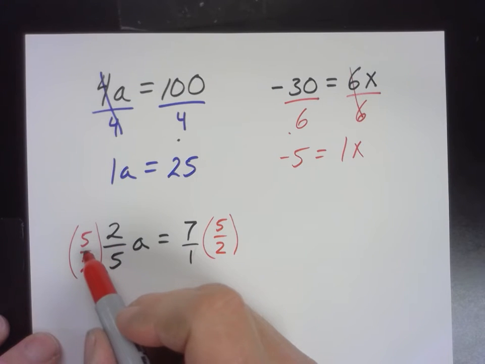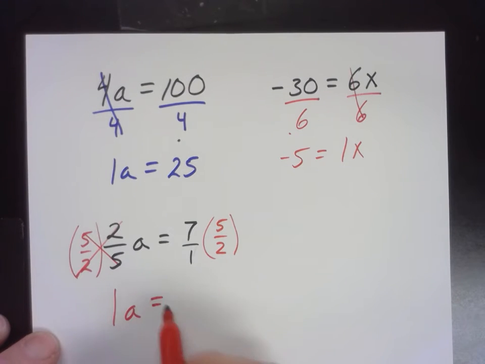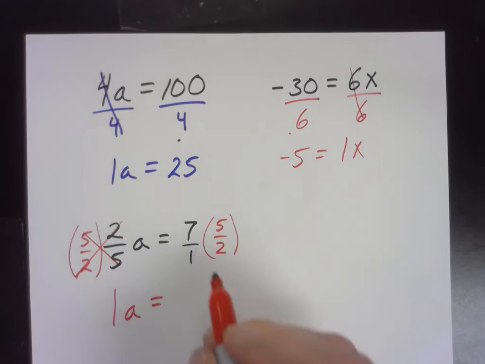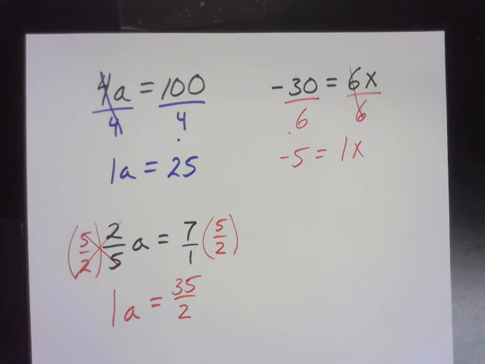And what happens when we multiply a number by its reciprocal? You get positive 1. So 1 times a, that's what we want, isn't it? And this doesn't reduce, so it's just 35 over 2, which is a perfectly fine answer. We don't need to change that to 17.5 or anything like that, just 35 over 2. Okay? Let's see what you can do with this one.